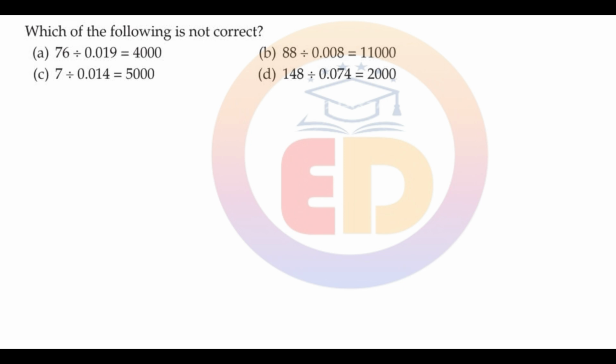Which of the following is not correct? All these questions are based on the division. Let us start with option number A. 76 divided by 0.019.